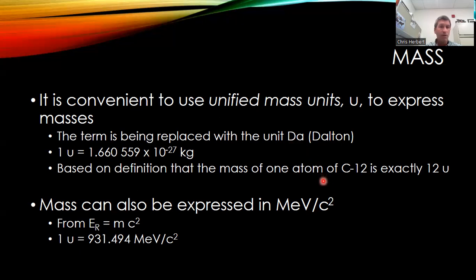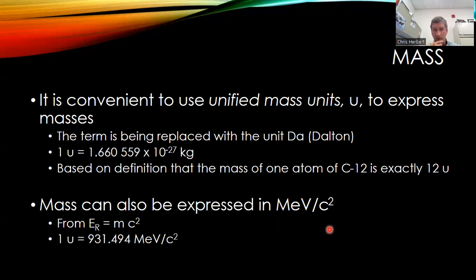Again, this unit is based on an important property of carbon-12, its mass. Basically, carbon-12 has to be exactly equal to 12 unified mass units, or 12 Daltons. Mass can also be expressed in mega electron volts per speed of light squared, from E equals mc squared.